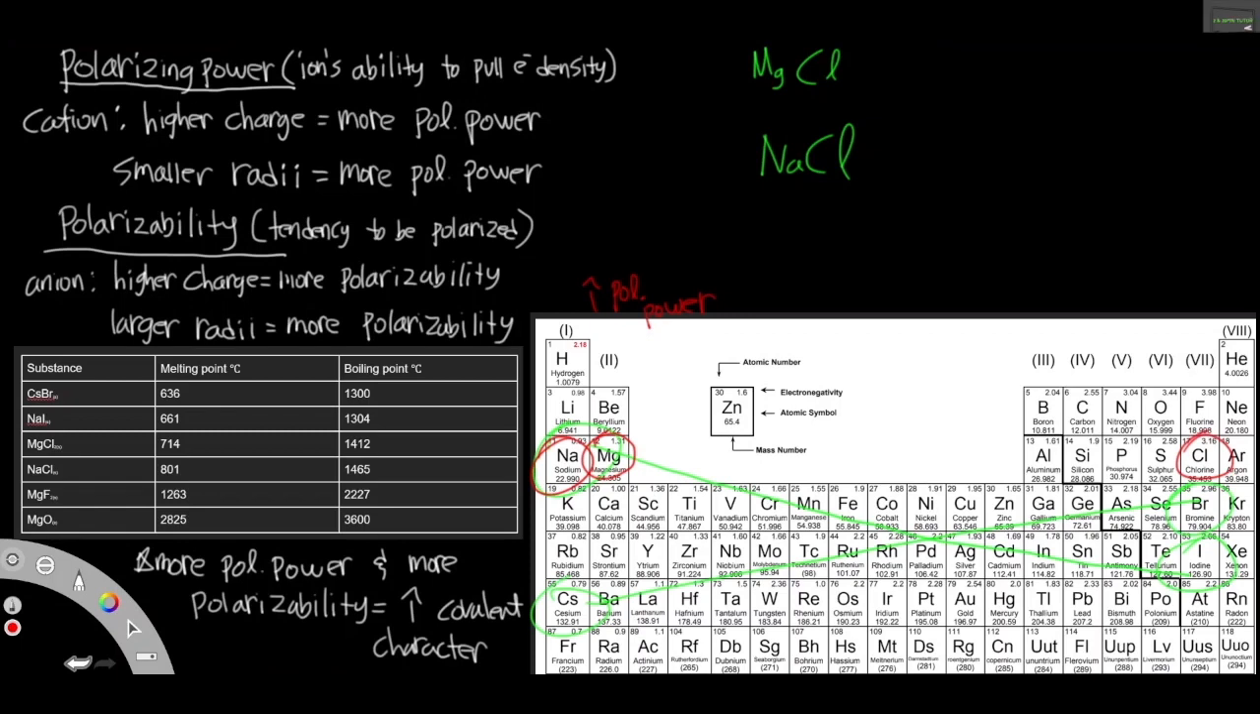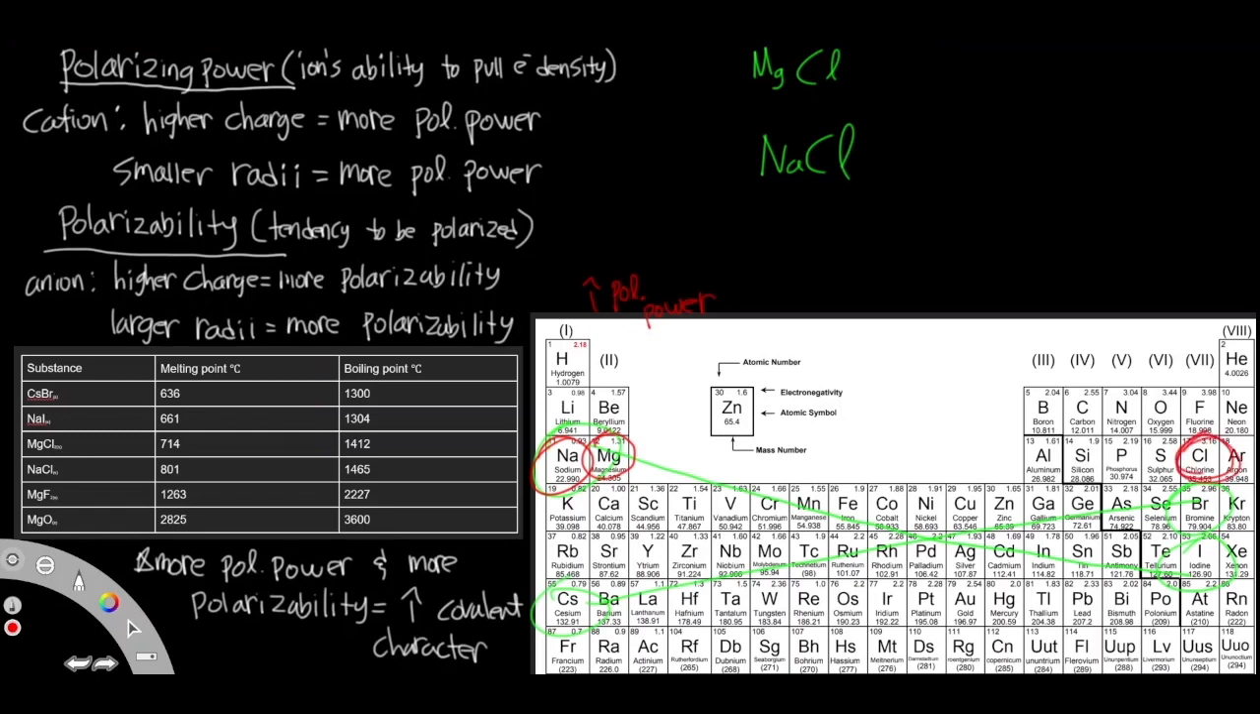We want to get the least amount of polarizability with the least amount of polarizing power. That's going to tell us which one is going to be stronger. And as you can already tell in the chart, the further down you go, the stronger it is. So we can already tell that our NaCl is going to be stronger. It's going to have a higher structure being bonded together. But let's look at why.